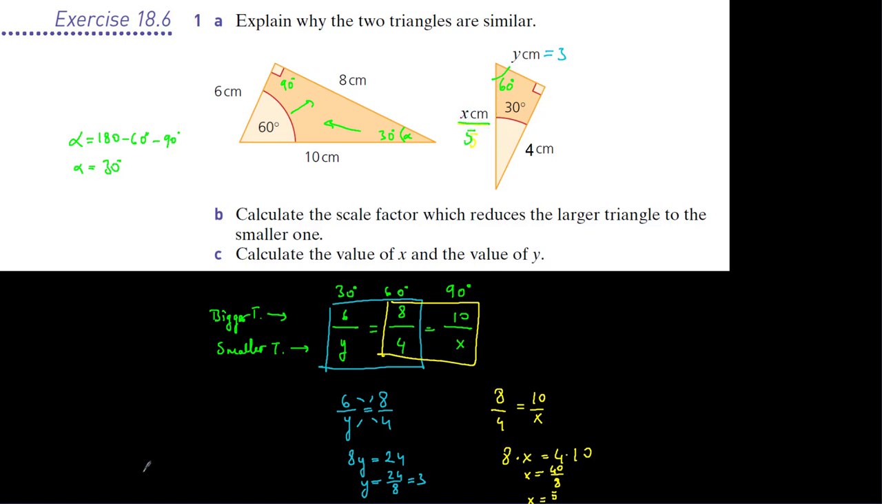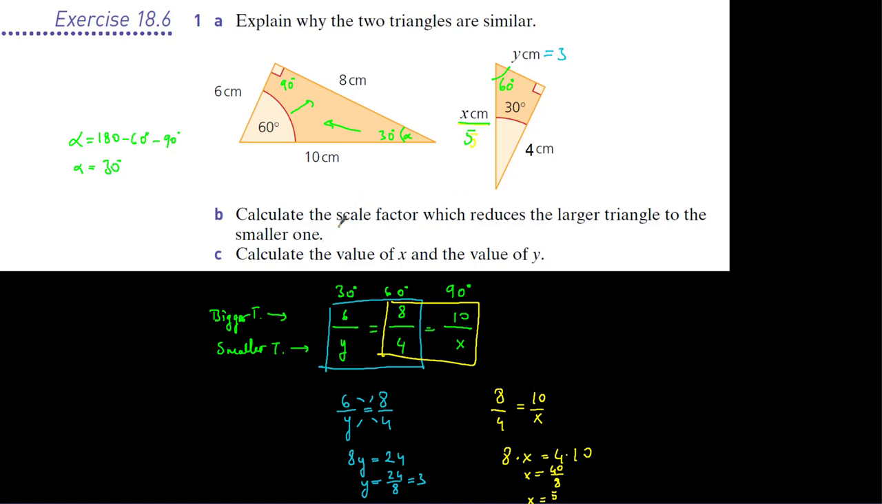This is equal to 5. Then if I return to my question again, why are the two triangles similar? Because the side lengths are not equal to each other, but the angles are equal to each other. So there should be a proportion between them. And we can calculate the scale factor.